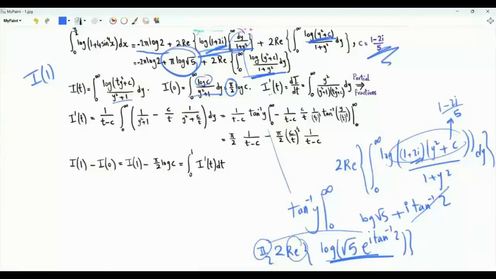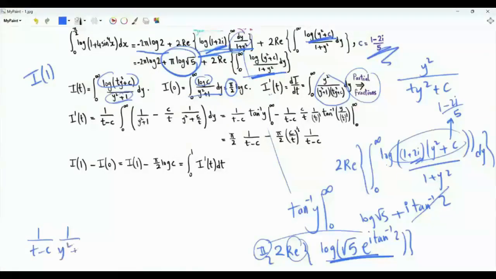The first derivative of I with respect to t is the integral from 0 to infinity, 1 over y squared plus 1. If we differentiate this logarithm with respect to t, we get downstairs t y squared plus c and y squared in the numerator. Let's do partial fractions. The integrand here can be written as 1 over t minus c times 1 over y squared plus 1, minus c over t minus c times 1 over t y squared plus c.